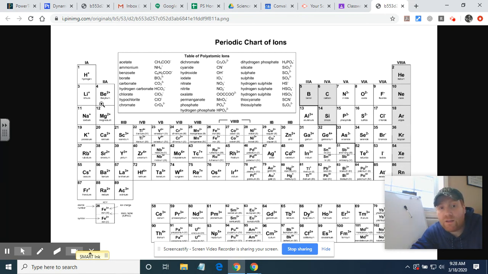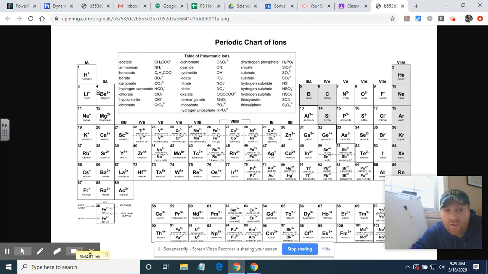I want to reiterate, this periodic table is showing what happens to the atoms once they have either gained or lost electrons. This is not a periodic chart or table of atoms or elements. This is a periodic chart of ions. Anything that has gained or lost an electron is called an ion.